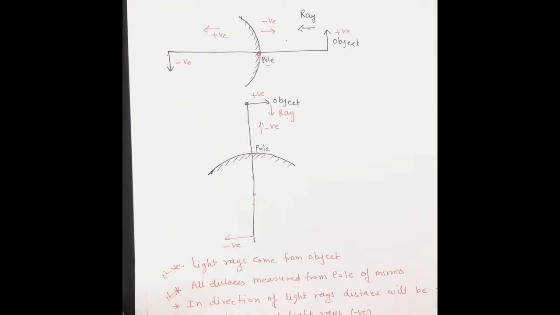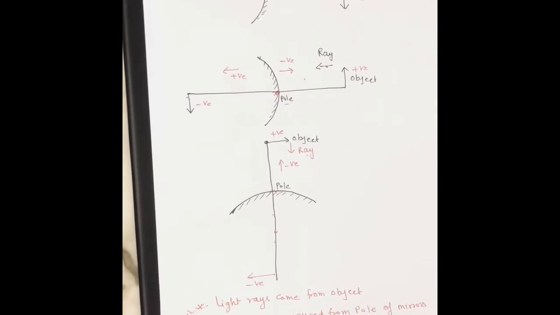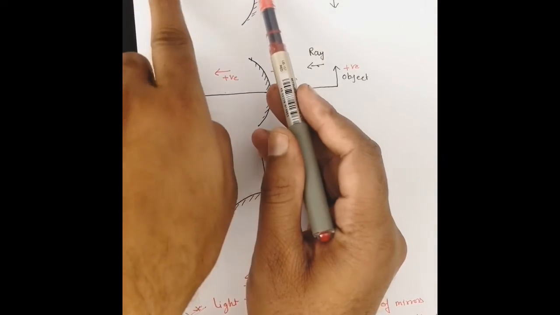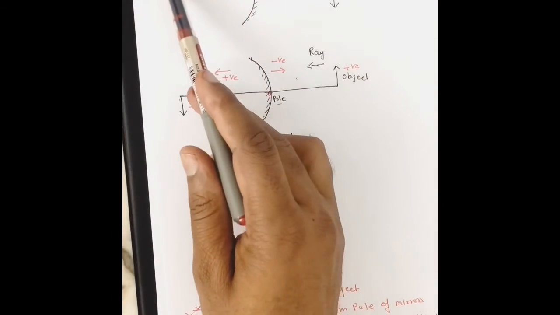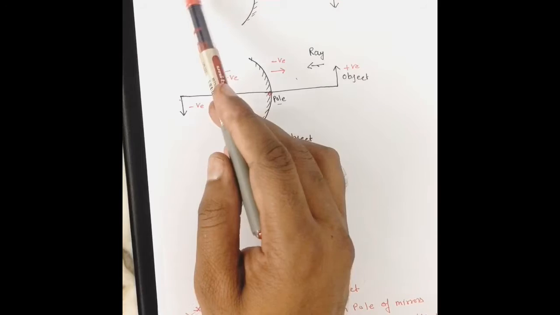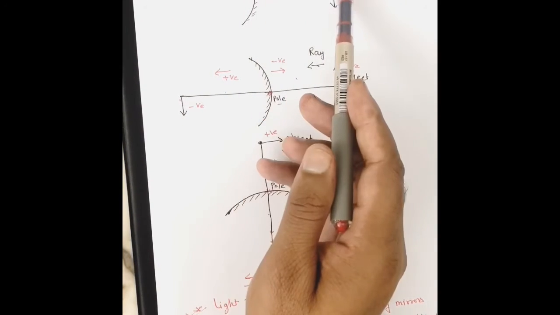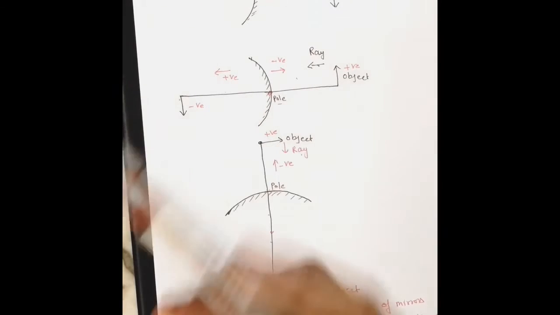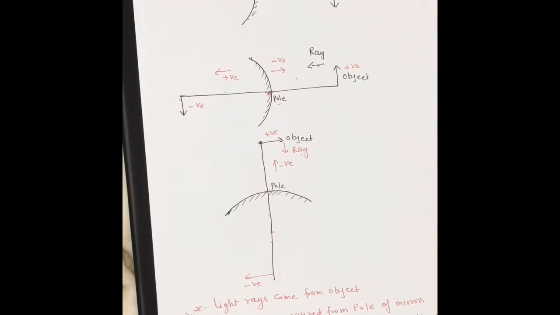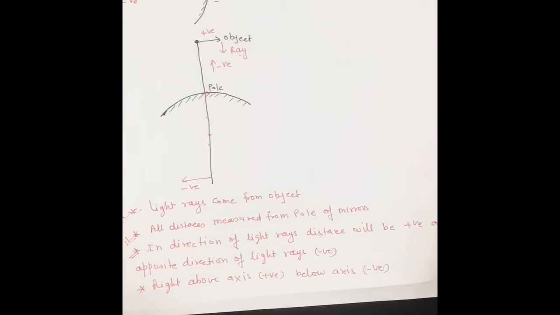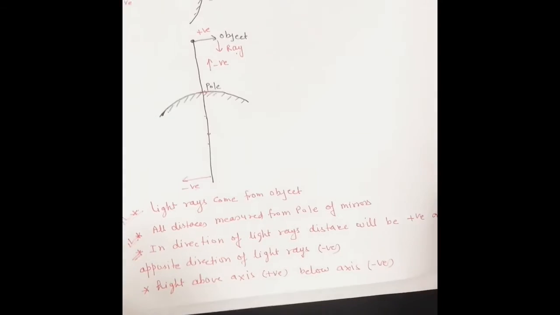While measuring any distance, if you are moving in the direction of the light, that distance will be positive. This means the direction of the light ray. See, this is the direction of the light ray. This is the object, so this is the direction of the light ray. While measuring any distance, if you are moving in the same direction as the light ray, that distance will be positive. Opposite direction of the light ray, it will be negative. Height above the principal axis, positive. Below the principal axis, negative. And clockwise angle will be positive, and anti-clockwise angle will be negative.